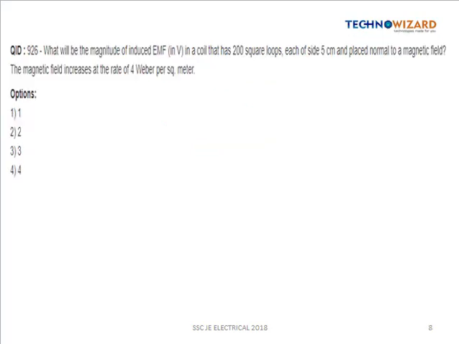Next question is, what will be the magnitude of the induced EMF in volt in a coil that has 200 square loops, each of side 5 centimeter, and placed normal to the magnetic field. The magnetic field increases at the rate of 4 Weber per meter square. By seeing the unit, we can identify that this is magnetic flux density B, which is given as 4 Weber per meter square.